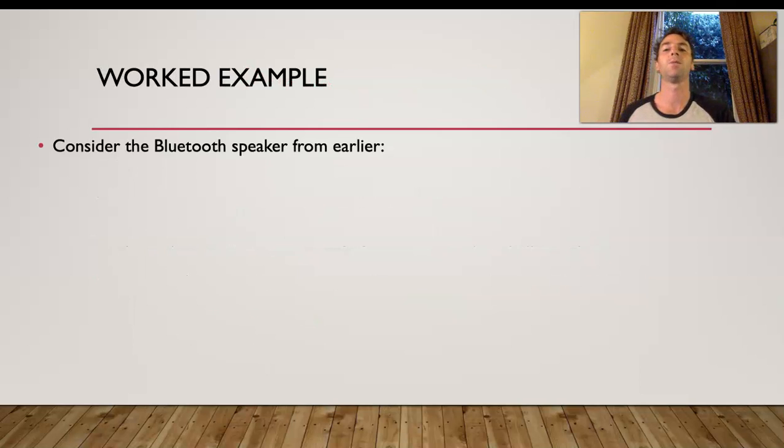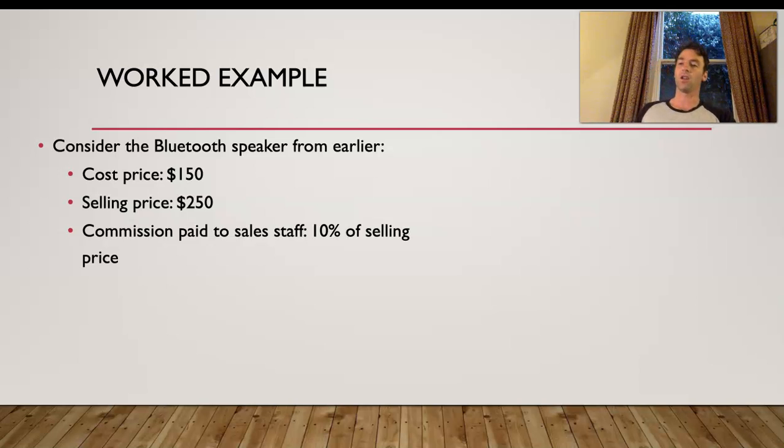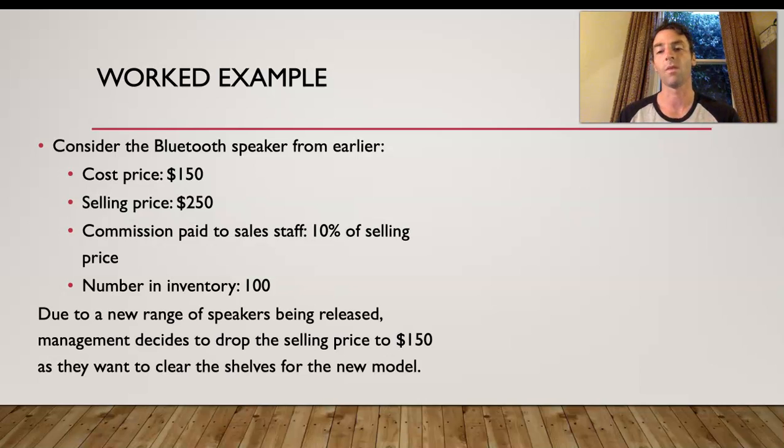So let's consider this speaker example from earlier. We had a cost price of $150 and a selling price of $250. Our commission paid to staff was 10%. And let's put a number to it: we have $100 in our inventory. Prior to something happening, we were making a net realisable value of $225 and we were fine.